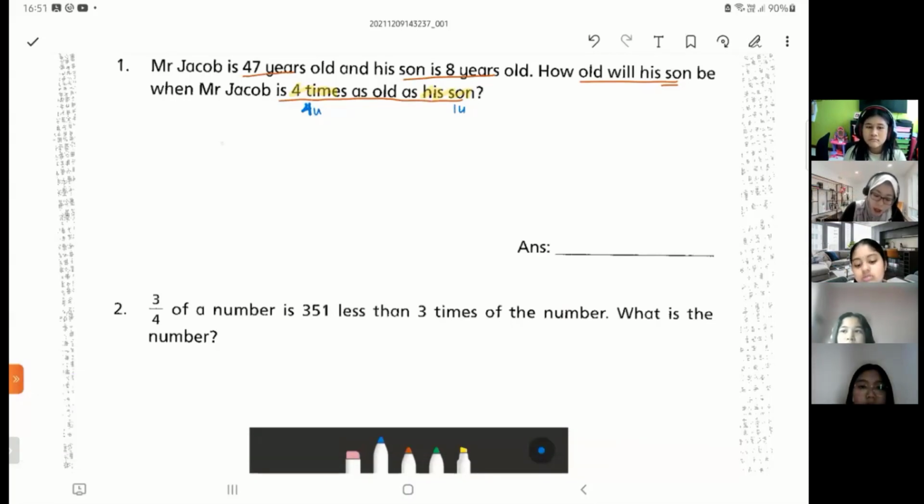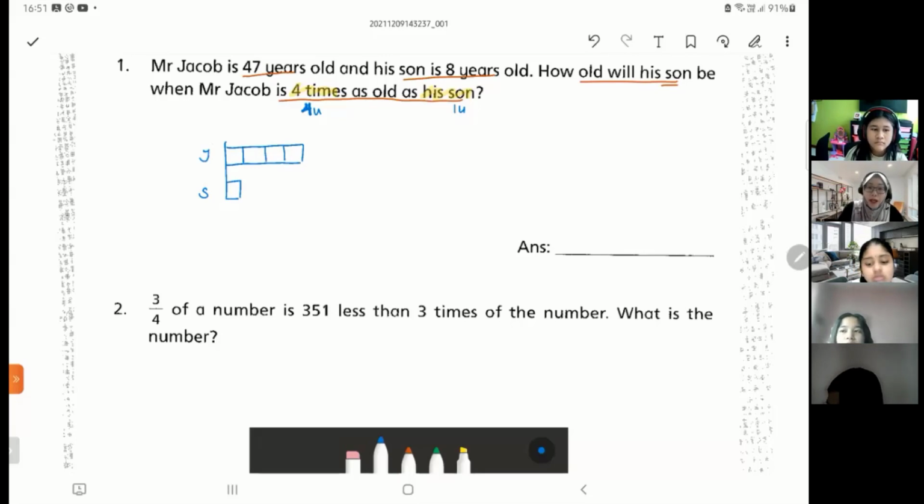So I'm going to draw a comparison model, Mr. Jacob and the son. Mr. Jacob is 4 units, and then the son is 1 unit, like this. Then you can tell that there is a difference, and it is actually 3 units. 1, 2, 3. And how do I get these 3 units? I simply take 4 units take away 1 unit, to get my 3 units.